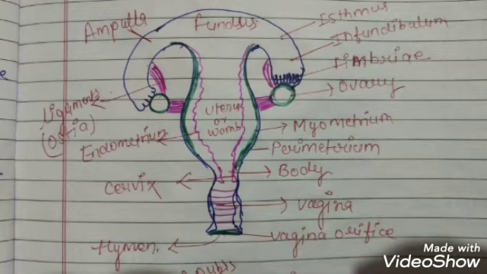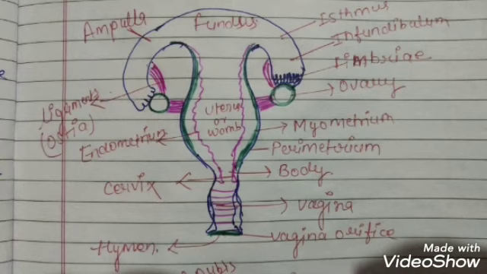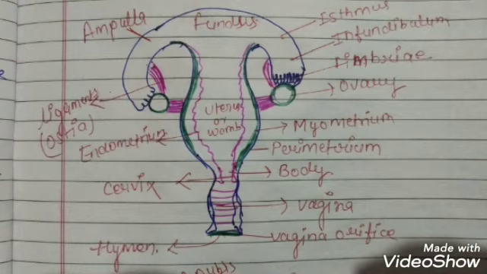Talking about the hymen, it is a membrane that partially covers the opening of the vagina. It gets ruptured during vigorous physical activities or during the first coitus. Now, talking about the clitoris, it is a finger-like structure which lies at the upper junction of the two labia minora, above the urethral opening.